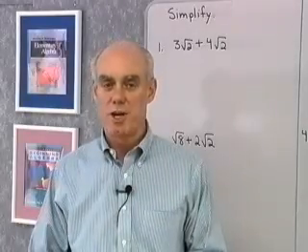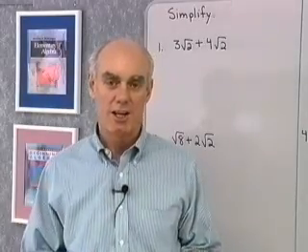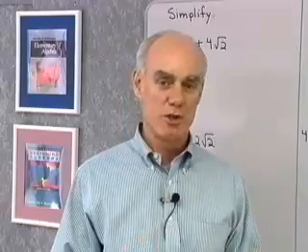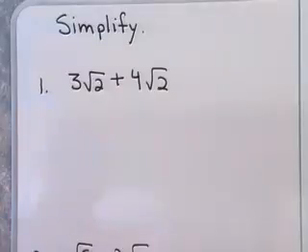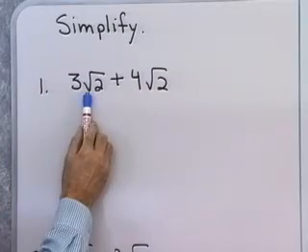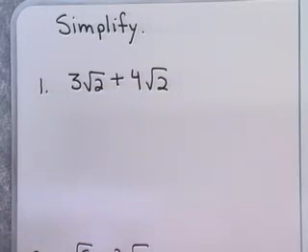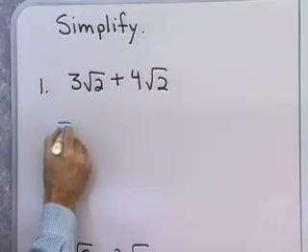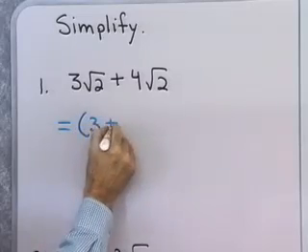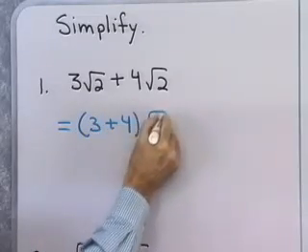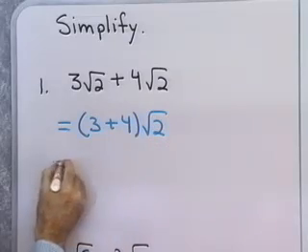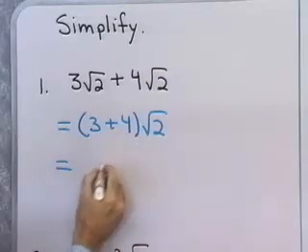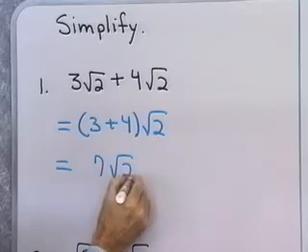Addition and subtraction with radical expressions is a lot like addition and subtraction with polynomials. We can only add similar radicals. So here I have: simplify 3 square root 2 plus 4 square root 2. The way that I can do this is by applying the distributive property. I see that I have a square root 2 common to both terms, so I take that outside. That allows me to write 3 plus 4 as 7 square root 2.